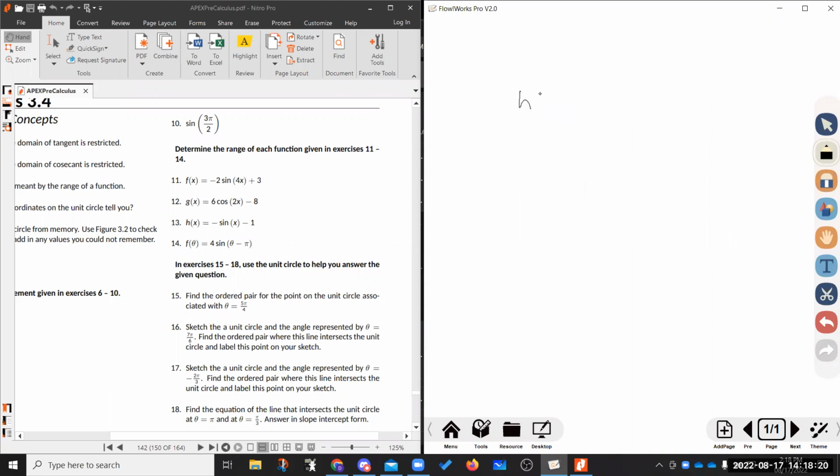h of x equals negative sine x minus 1. Again, sine is going to be bounded between negative 1 and 1.